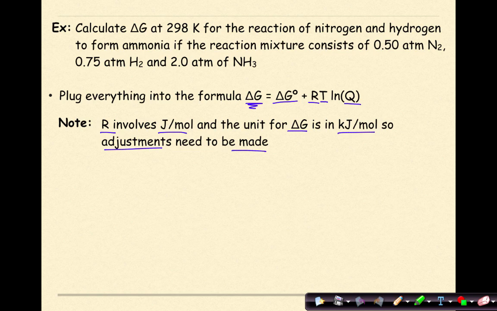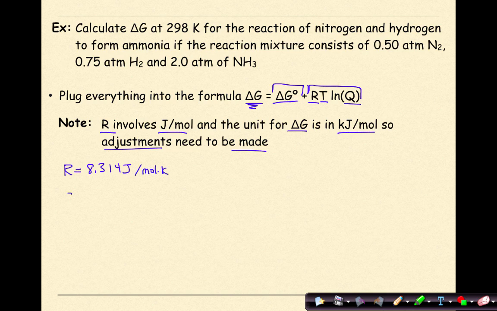One thing to point out that we really should think about when we're talking about this delta G equation is that the delta G under standard conditions does just that. It represents free energy under standard conditions. The RT ln of Q takes into account the non-standard influences, and that's how these two are coming together to calculate this delta G. So we know that our R is going to equal 8.314 joules per mole Kelvin.